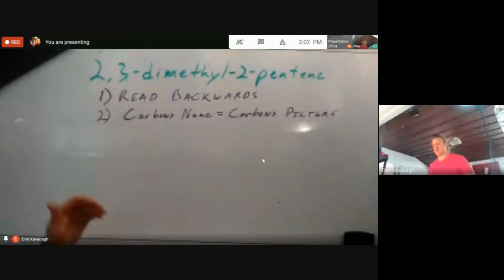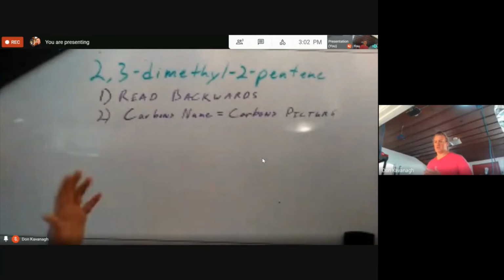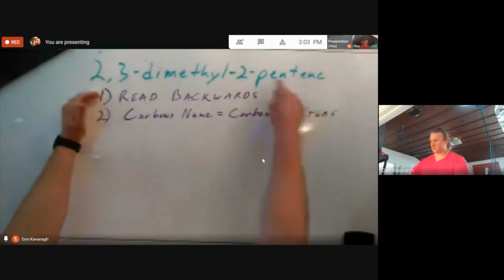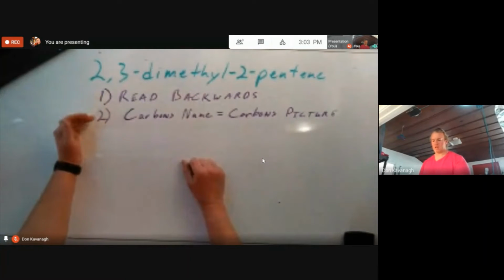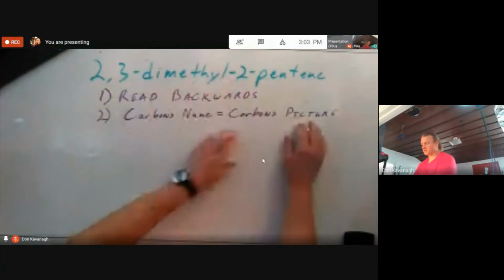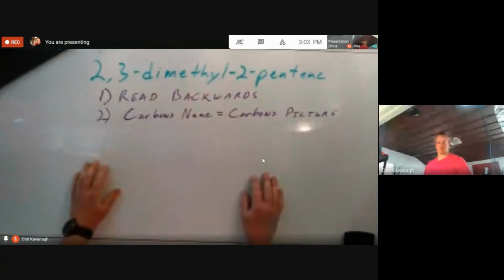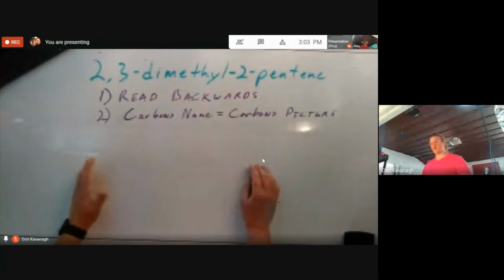How many hydrogens are present in this alkene? 2,3-dimethylpentene. The two best tips I can give you that helped me were to read the name backwards, and make sure that the number of carbons in the name matches the number of carbons in the picture. So let's read this backwards, draw it, and then count the hydrogens.